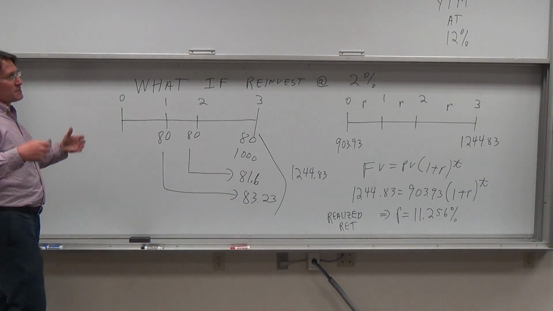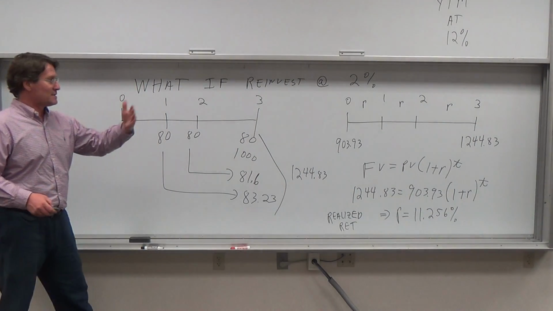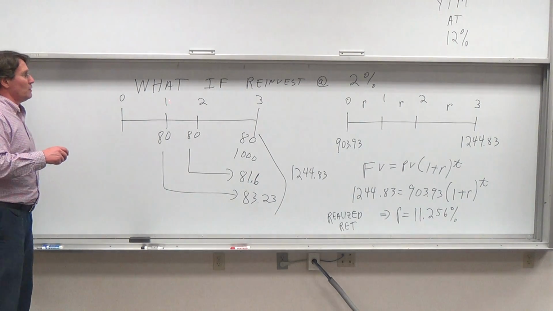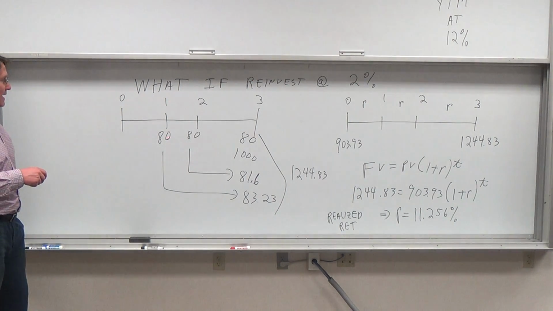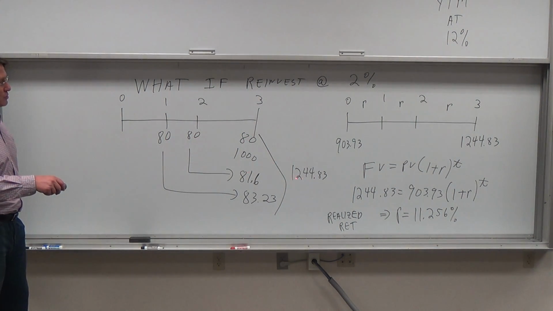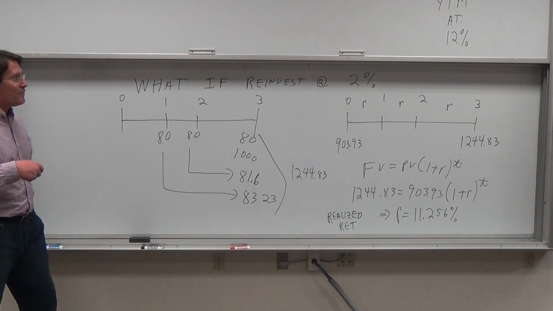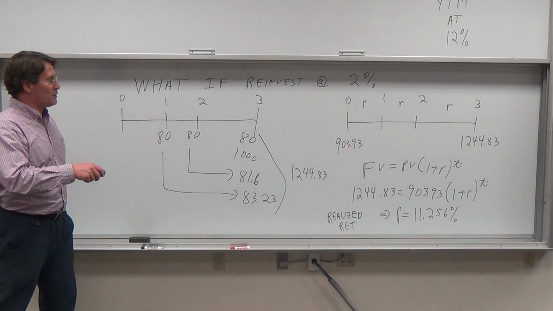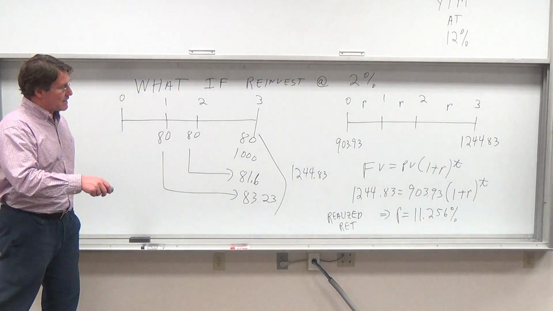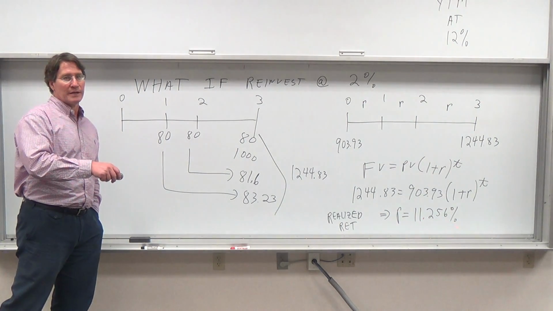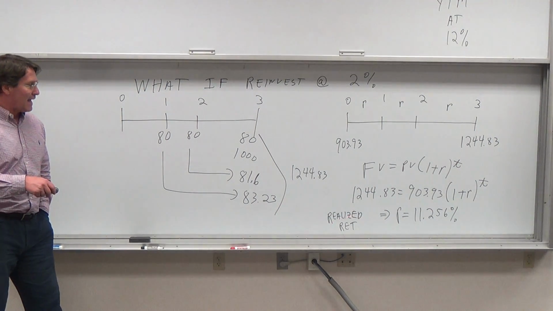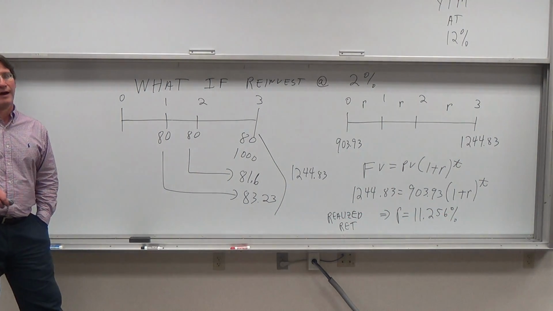My financial advisor says you're getting 12% on your money. My Excel and financial calculator tell me I'm getting 12% on my money. That's not true. I'm reinvesting my 80, 80, and 80 at 2%. These two are reinvested at 2%. My money grows to $1244.83. That's equivalent to my $903.93 growing to $1244.83. That's the same as me getting 11.25% on my money. So because I was stuck reinvesting at a lower rate, my realized return is 11.25%.